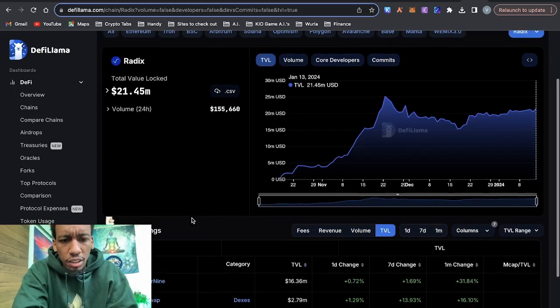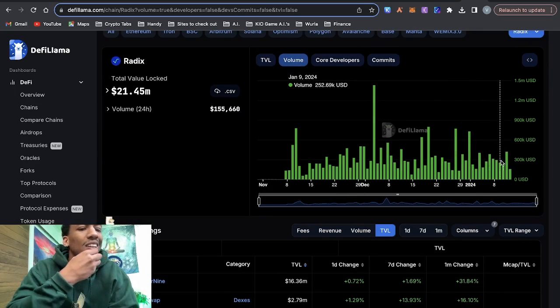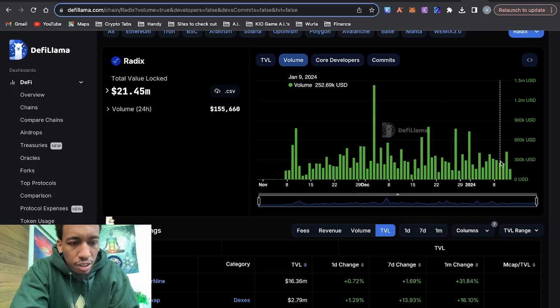So you have TVL increasing. If you look at volume, while it has been on a decline lately, at least these bars are holding up pretty high. This one's low because it's still the beginning of the day. But you can see here, it was below a lot of times. So it looks like it's building up a stable support of volume at least.